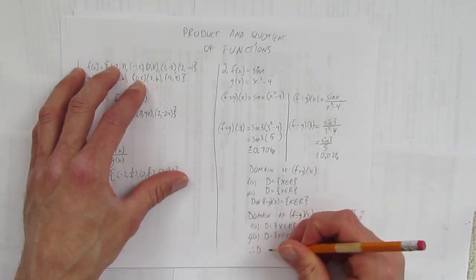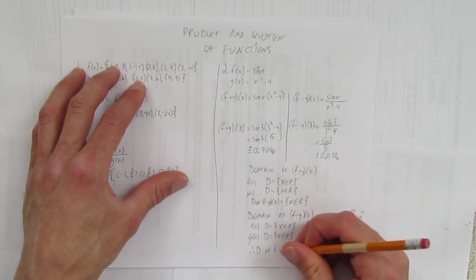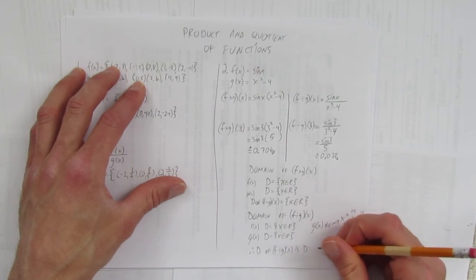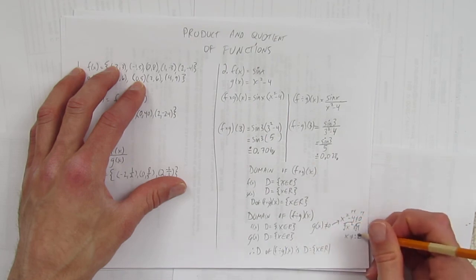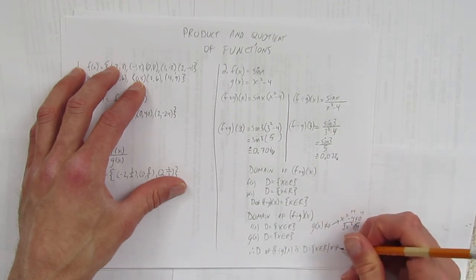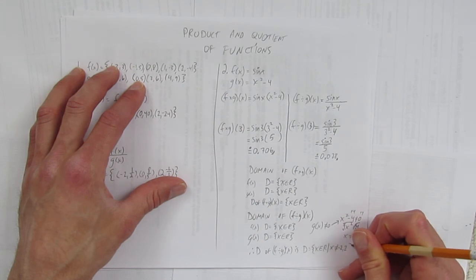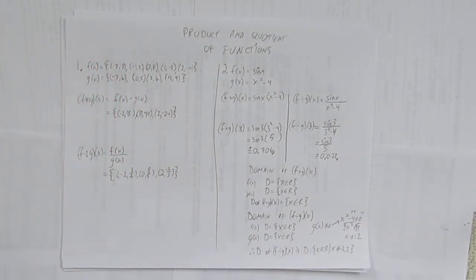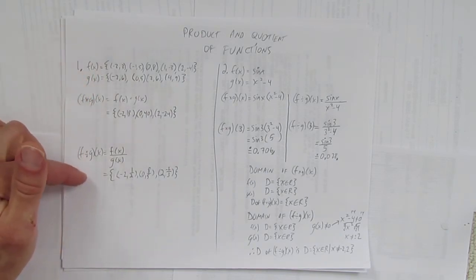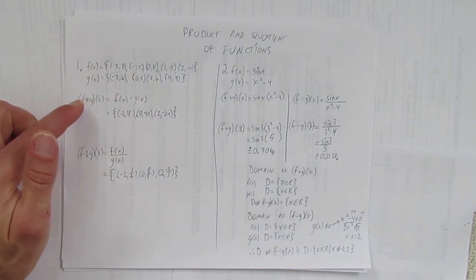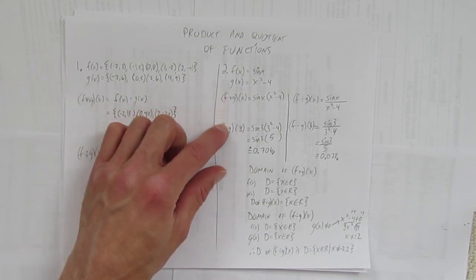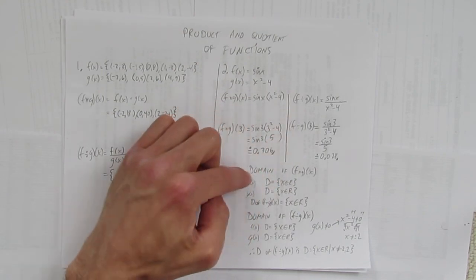Therefore, the domain of f divided by g at x is x is an element of R. Everything is allowed except for these x's. X cannot equal negative 2, comma 2, because you'd be dividing by 0. And we've done it. We found the product and quotient of functions. We did it with points in question 1, looking at the product and the quotient of functions. And we did it in question 2. We looked at the product and the quotient of functions, and we looked at their domain.